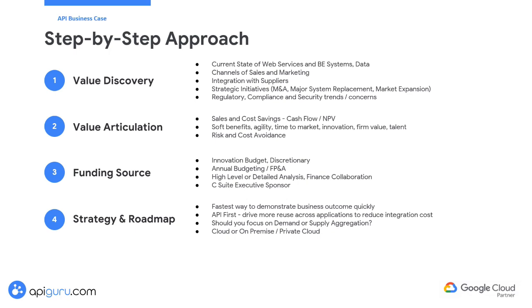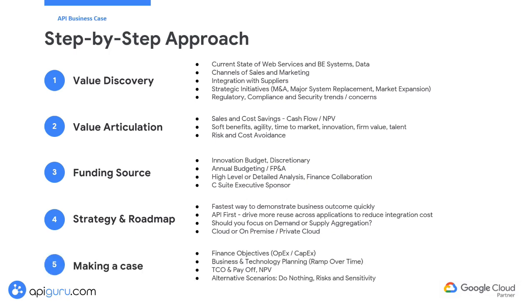Embrace an API-first approach to drive reuse across applications, reducing integration costs. Decide whether the focus should be on-demand or supply aggregation, and evaluate whether to implement the API in the cloud, on-premises, or private cloud. Finalize the business case by aligning it with finance objectives and addressing operational and capital expenditures. Plan for a gradual ramp-up in business and technology initiatives.